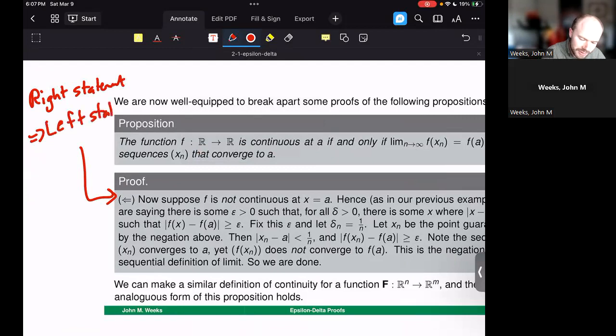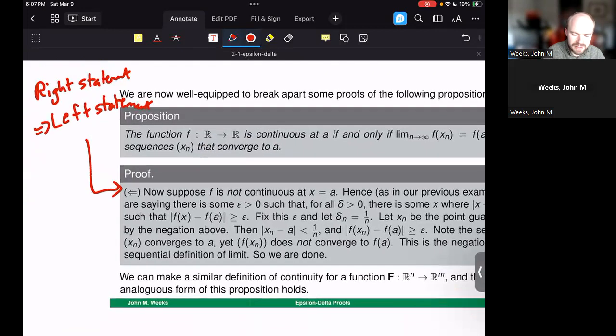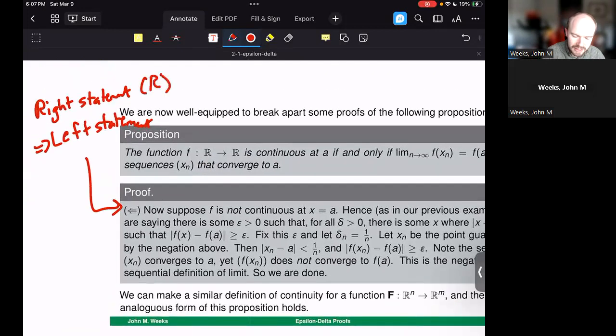But an equivalent way to do this is to use the contrapositive. Remember that the contrapositive of this, if let's say I call the right statement R and the left statement L, then this is the same thing as trying to say something like this. Not L implies not R.